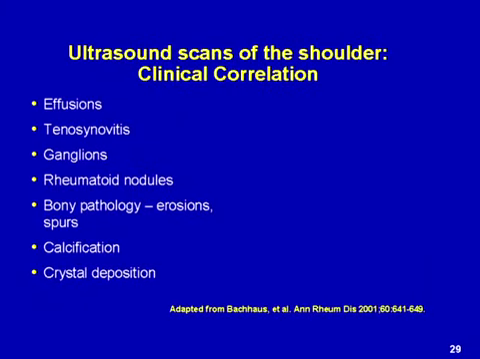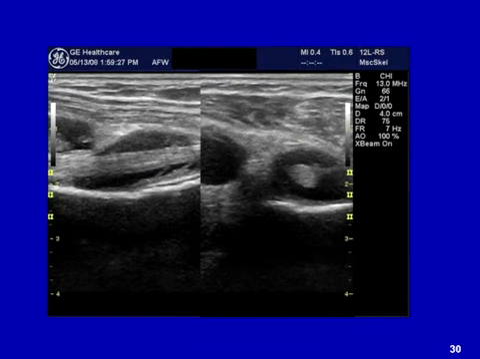The shoulder examination is a detailed examination and might take some time to really master. With that being said, there are still some abnormalities that might be shown even by a beginning person doing ultrasound evaluation of the shoulder. These are some of the features that might be seen with the ultrasound. They include effusions, tenosynovitis, ganglions, rheumatoid nodules, and bony pathology such as erosions or spurs, calcifications, and other areas of crystal deposition. Here are a couple examples.